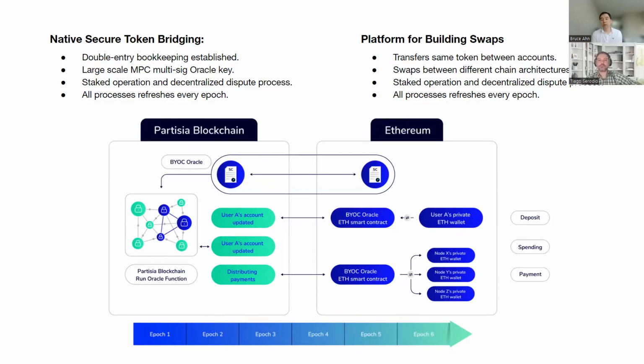So this really allows us to bridge multiple different types of assets into our ecosystem, and those different assets can be used as gas to perform whatever types of functionality that you want to use in Partisia blockchain. So things that you could do are transfer the same token between different accounts, as well as swaps between different chains and different architectures. You have, again, like we mentioned, a very robust dispute process, which is all collateralized by the MPC tokens. And again, all the processes refresh every epoch for these swaps as well.